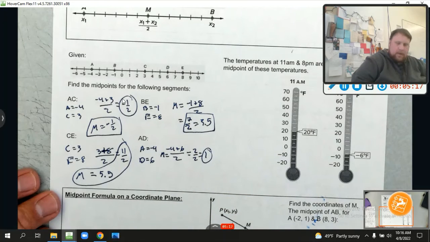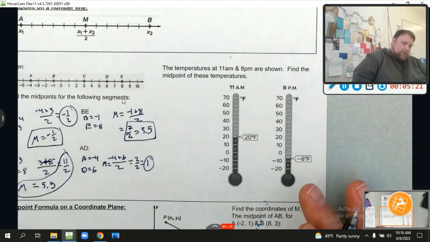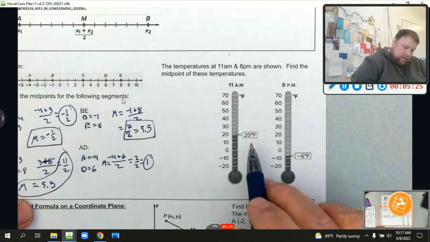So that is finding the midpoint. So we're going to do the same thing right here. The temperature at 11 a.m. and 8 p.m. are shown. Find the midpoint of these temperatures. Well, I have 20 degrees Fahrenheit and negative 6 degrees Fahrenheit.